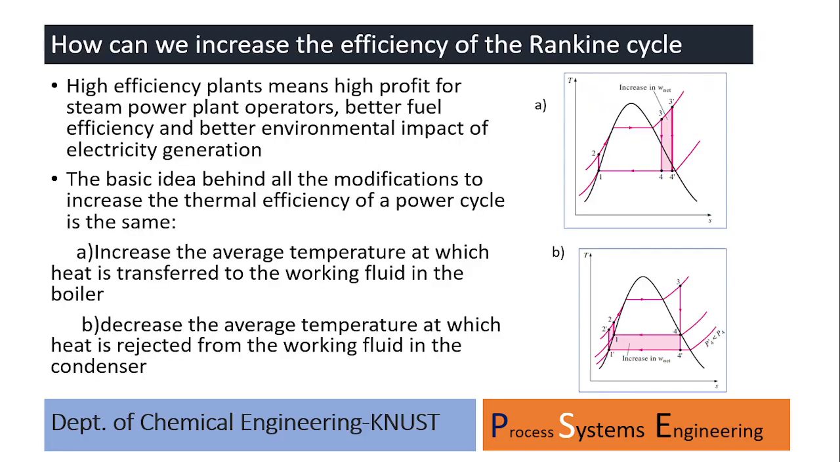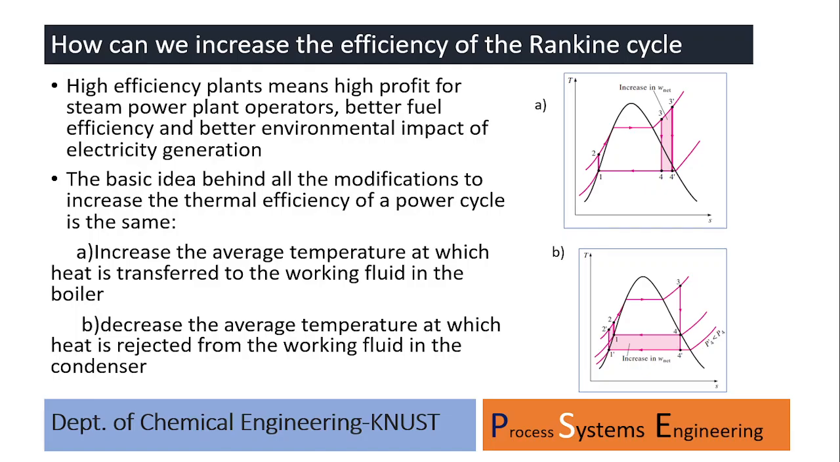So now we are asking, how can we increase the efficiency of the Rankine cycle? If you have a plant that has a very high efficiency, it means you have more profits, right? And there's better fuel efficiency and better impact on the environment while you're generating your electricity when you have a very highly efficient plant. So the basic idea behind all the modifications you do is to increase the thermal efficiency of the power cycle.